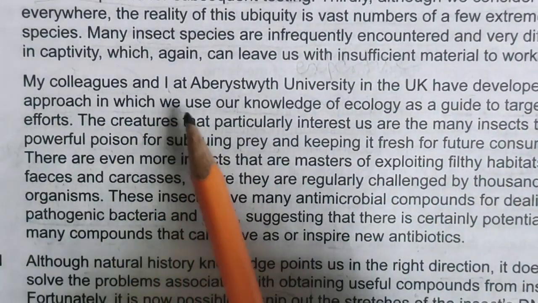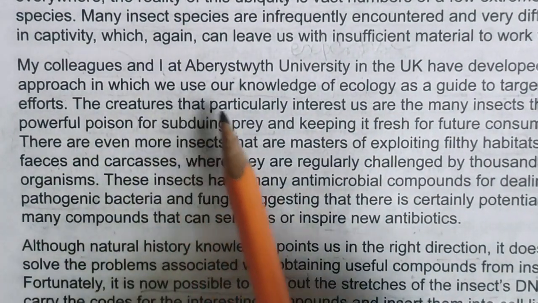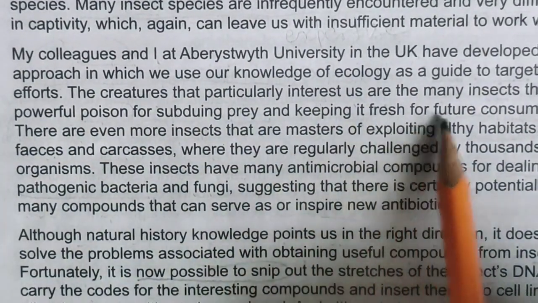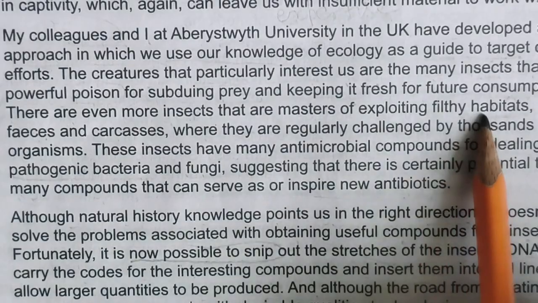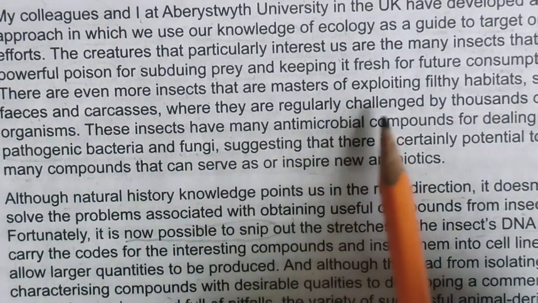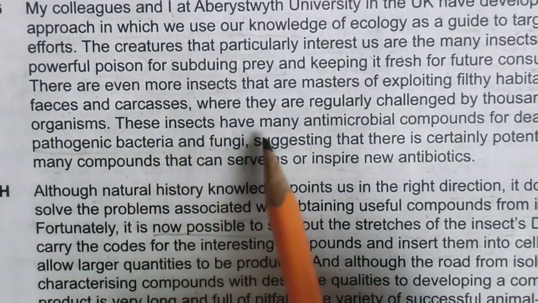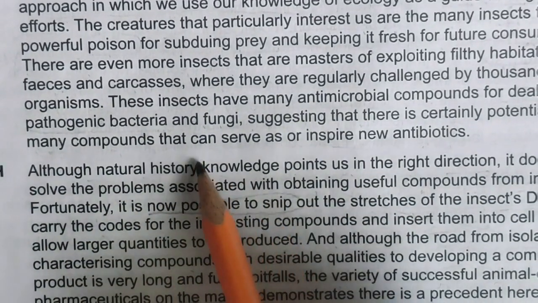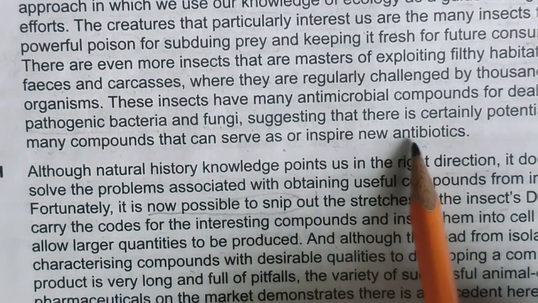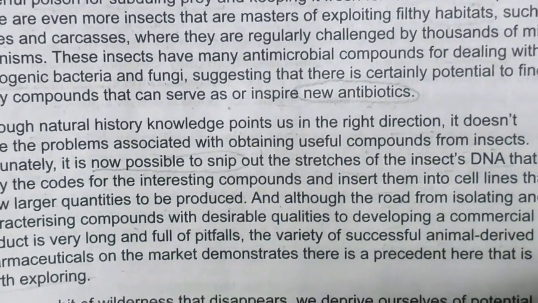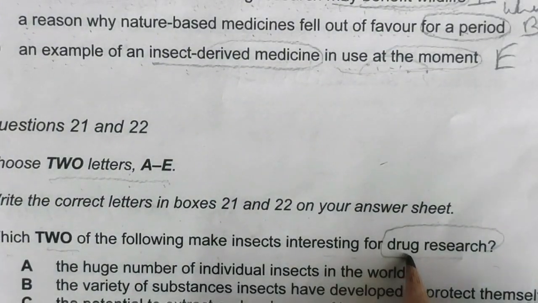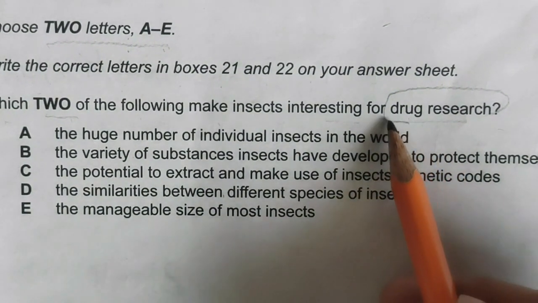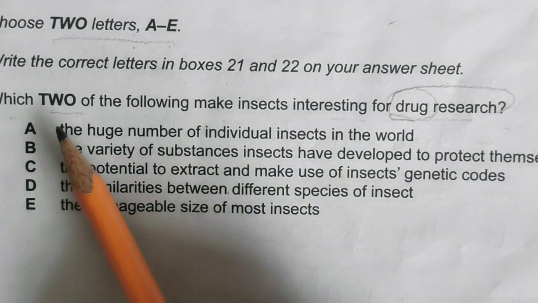I have developed an approach in which our knowledge of ecology is a guide to target the creatures that particularly interest us. There are many insects that secrete compounds, and insects are regularly challenged by thousands of microorganisms. These insects have compounds for dealing with fungi, so there is certainly potential to find many compounds that can serve as or inspire new antibiotics. Antibiotics means drugs. They are talking about drug research, medicine research, so don't think it is just any drug research. So which of the two?